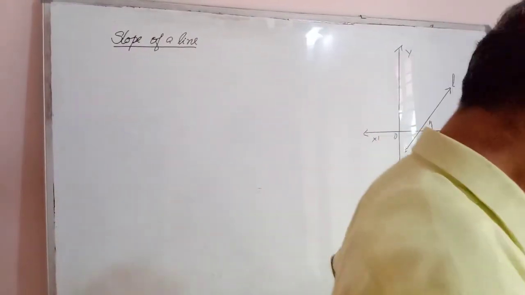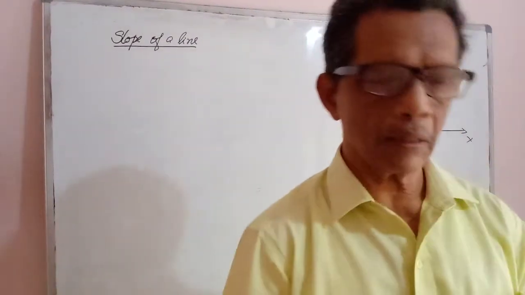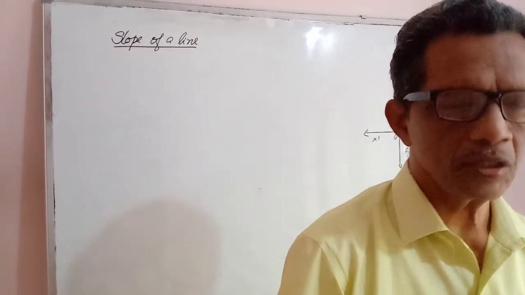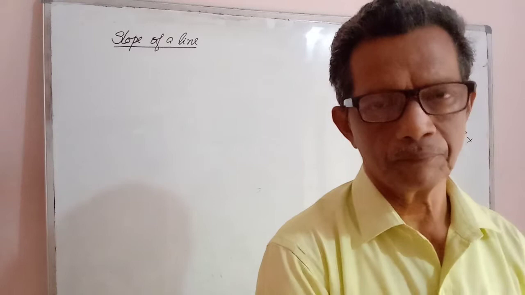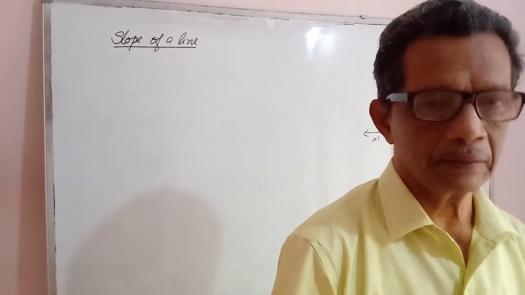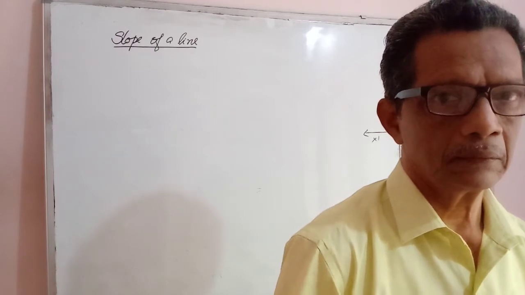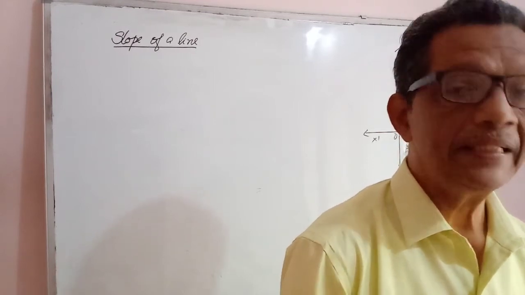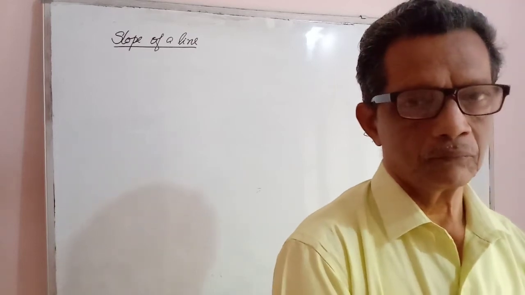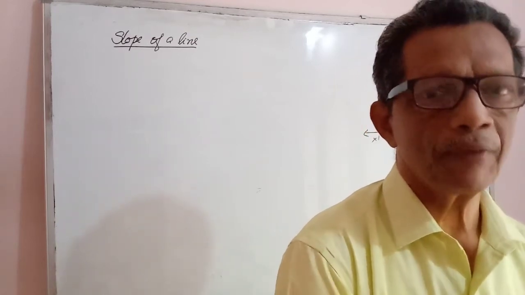The name of the new chapter is straight line. It is a part of coordinate geometry. Straight line is the simplest geometrical figure. In order to define a straight line, we need a concept called the slope. Slope of a line.